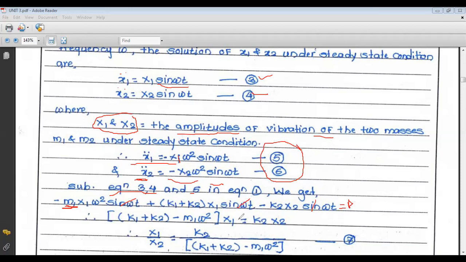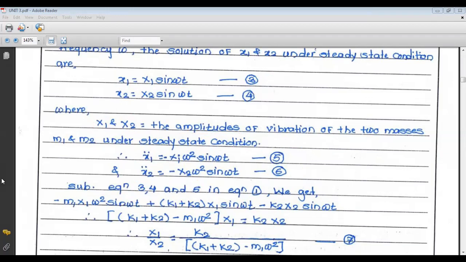So again take the X1 term common. This X1 term is common in these two terms. So (k1 plus k2 minus m1 omega square) into X1 equals minus k2 X2, which goes to the right hand side, so that becomes k2 X2. So X1 divided by X2 equals k2 divided by (k1 plus k2 minus m1 omega square). So this is your equation number 7.